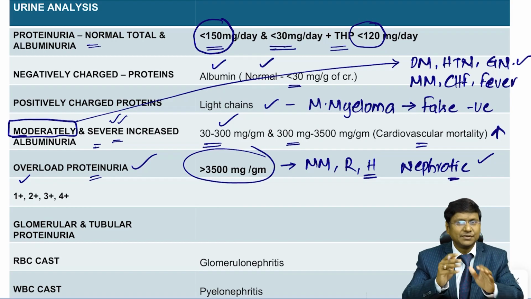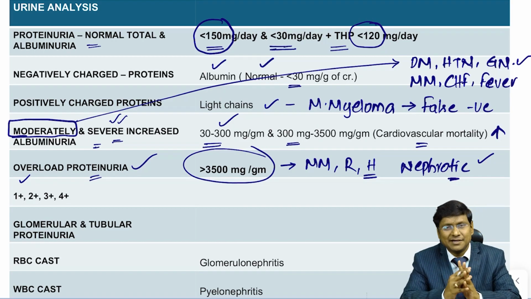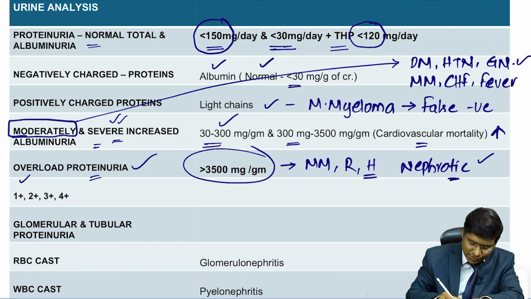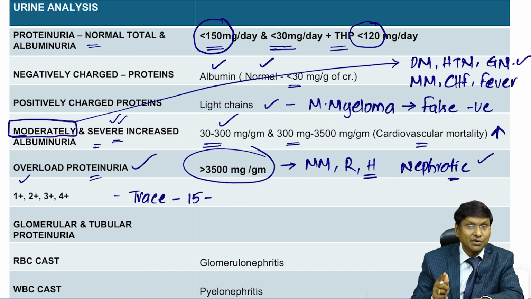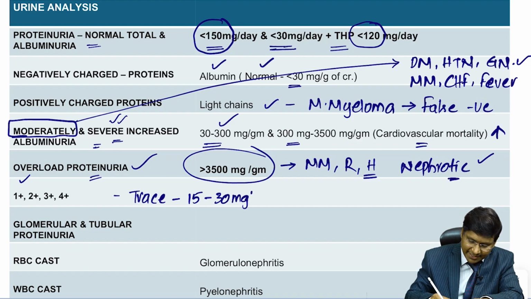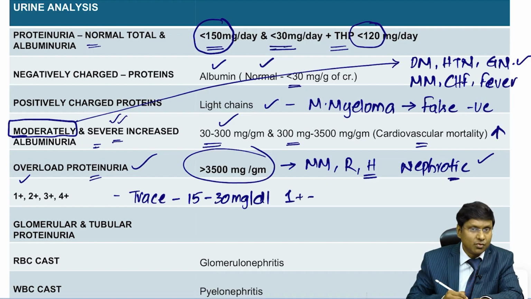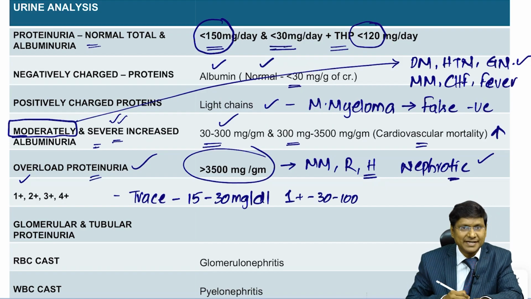Now, how can you analyze the urine protein? The negatively charged protein can be detected by the dipstick test. Now, when do we use this term called trace? The term trace, we use it when the quantity of the protein that is excreted is around 15 to 30 milligram per deciliter. Then when do we use this term called 1 plus? 30 to 100 milligram per deciliter.